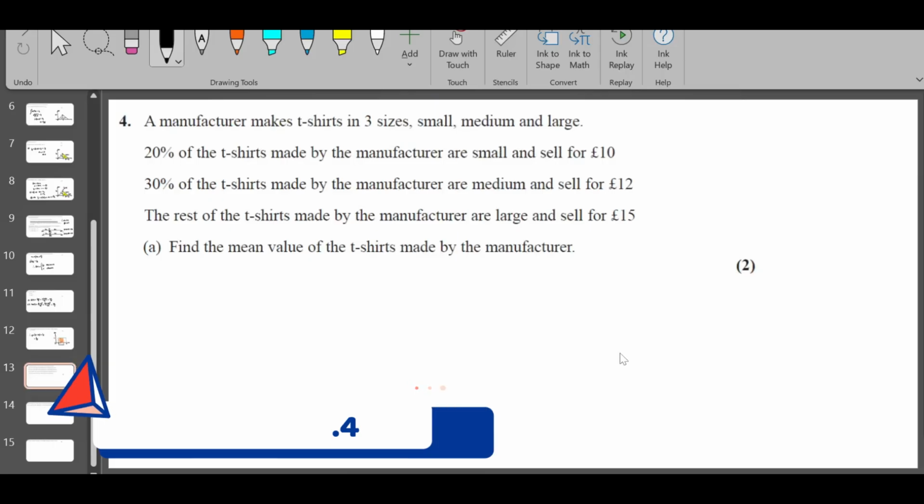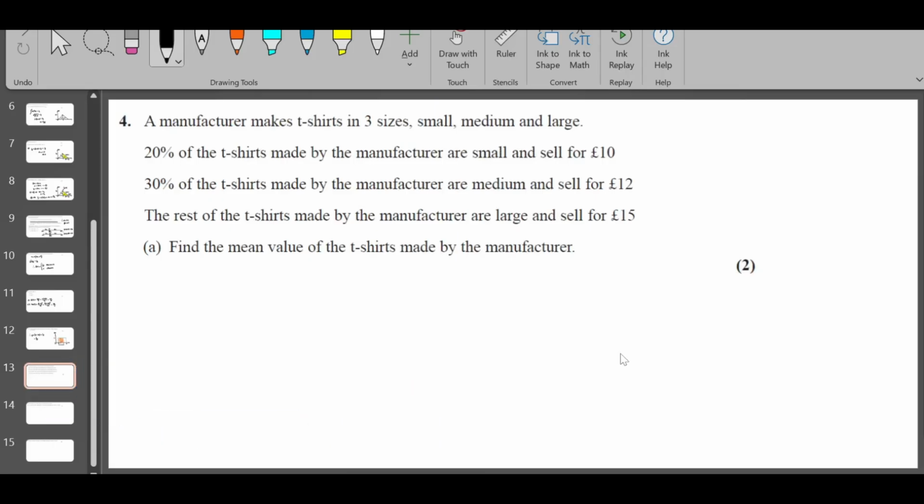Question number 4. A manufacturer makes t-shirts in 3 sizes: small, medium, large. 20% of the shirts made by the manufacturer are small, so P of S is 0.2, and 30% are medium, so P of medium is 0.3. The rest of them are large, so P of large is 0.5. Small is sold for 10 pounds, medium for 12 pounds, and large for 15 pounds.